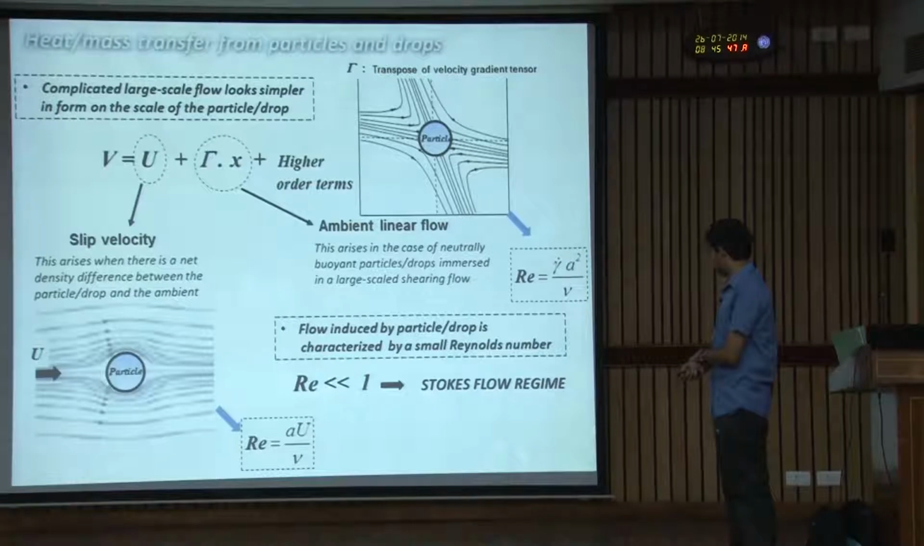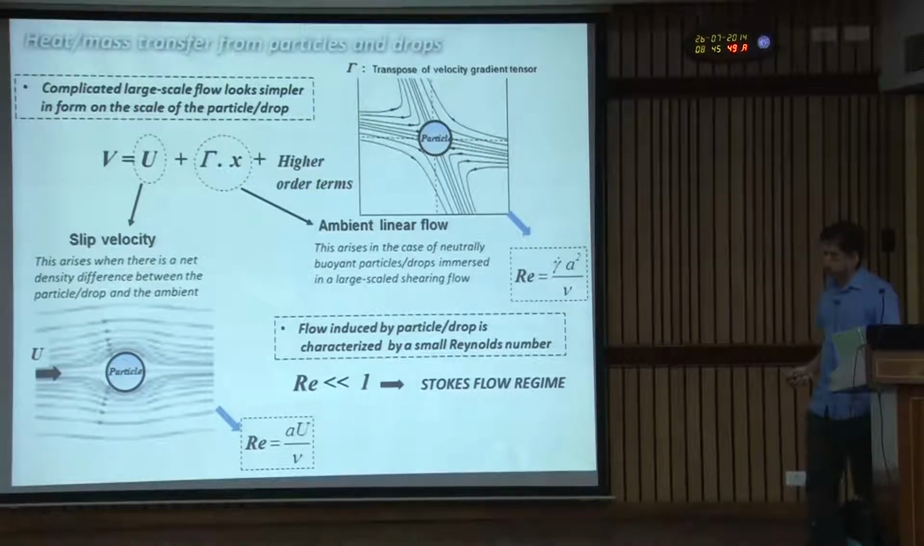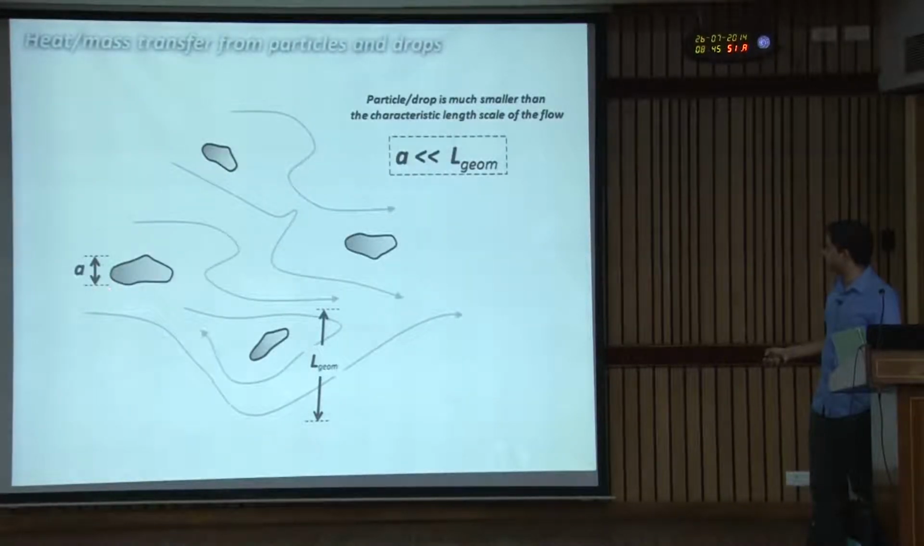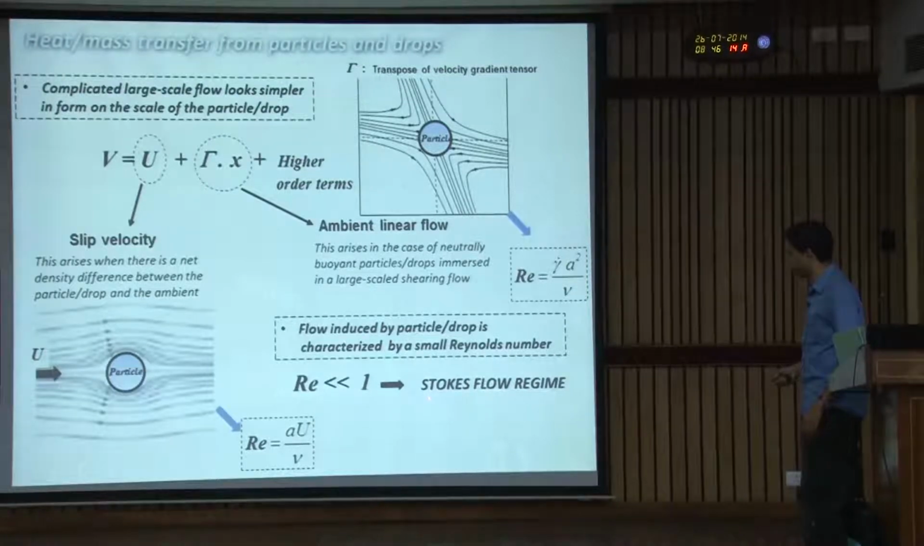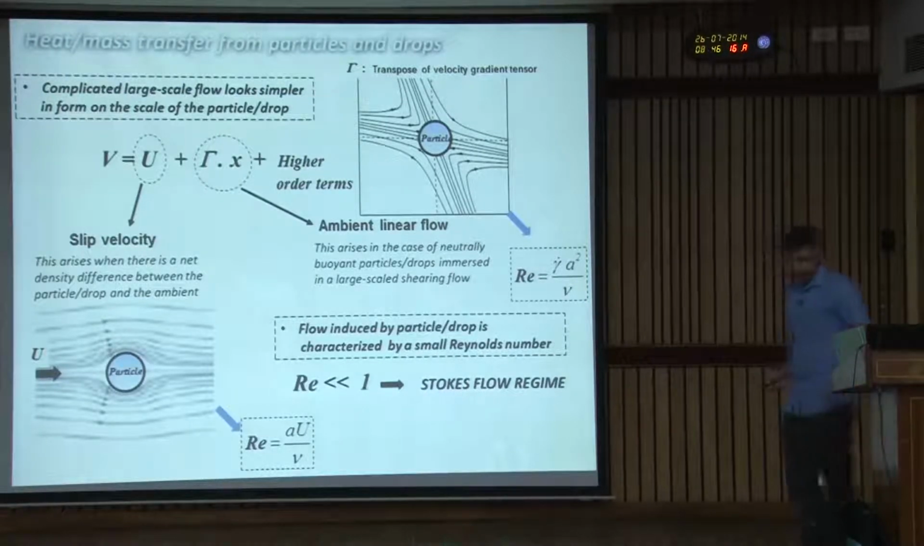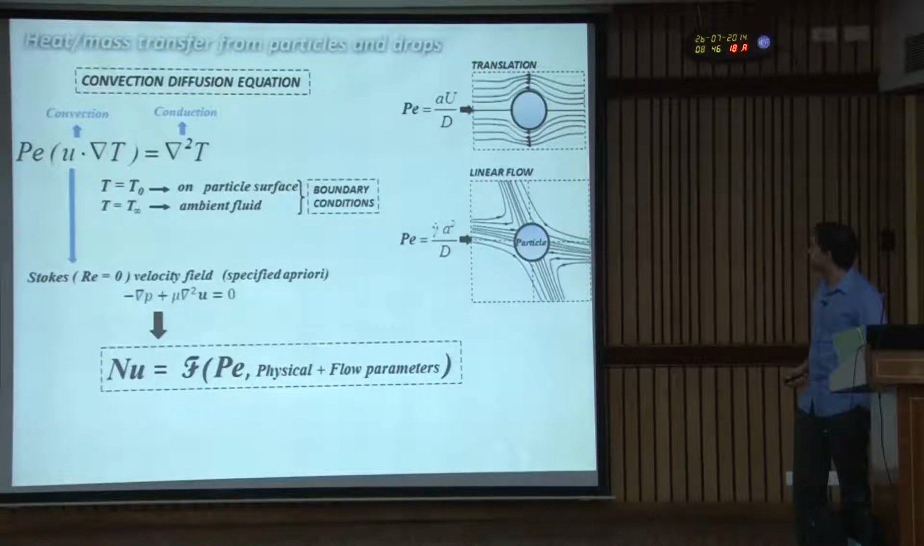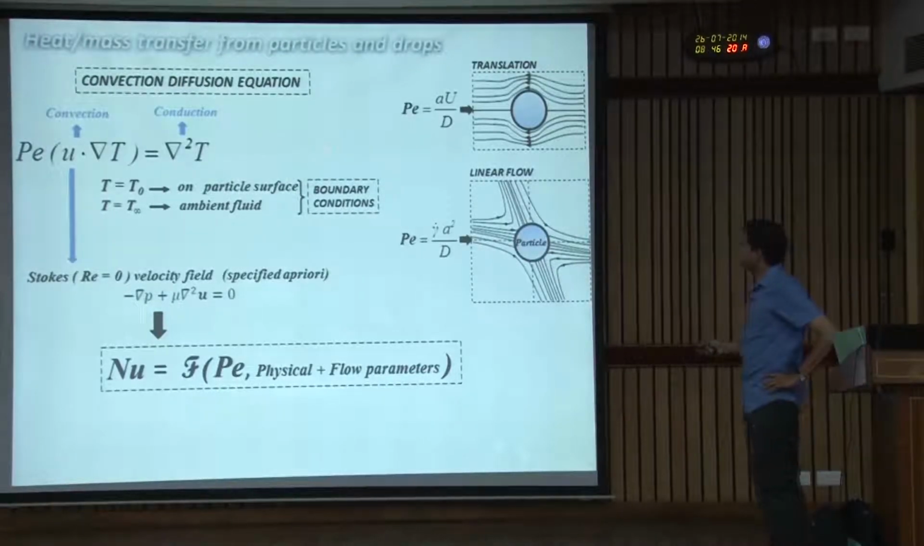Okay? And the further consequence of assuming a very small particle or drop is that, remember, the Reynolds number was defined as being proportional to this length. So when the drop becomes small, the Reynolds number becomes small. Okay? So we are going to start with the simplest case, and for the most part, just stick to this, where we say Reynolds is much smaller than 1. Let's just say it's 0. Okay? So we are in the Stokes flow regime. And if we are in the Stokes flow regime, then this is the equation we are going to solve.